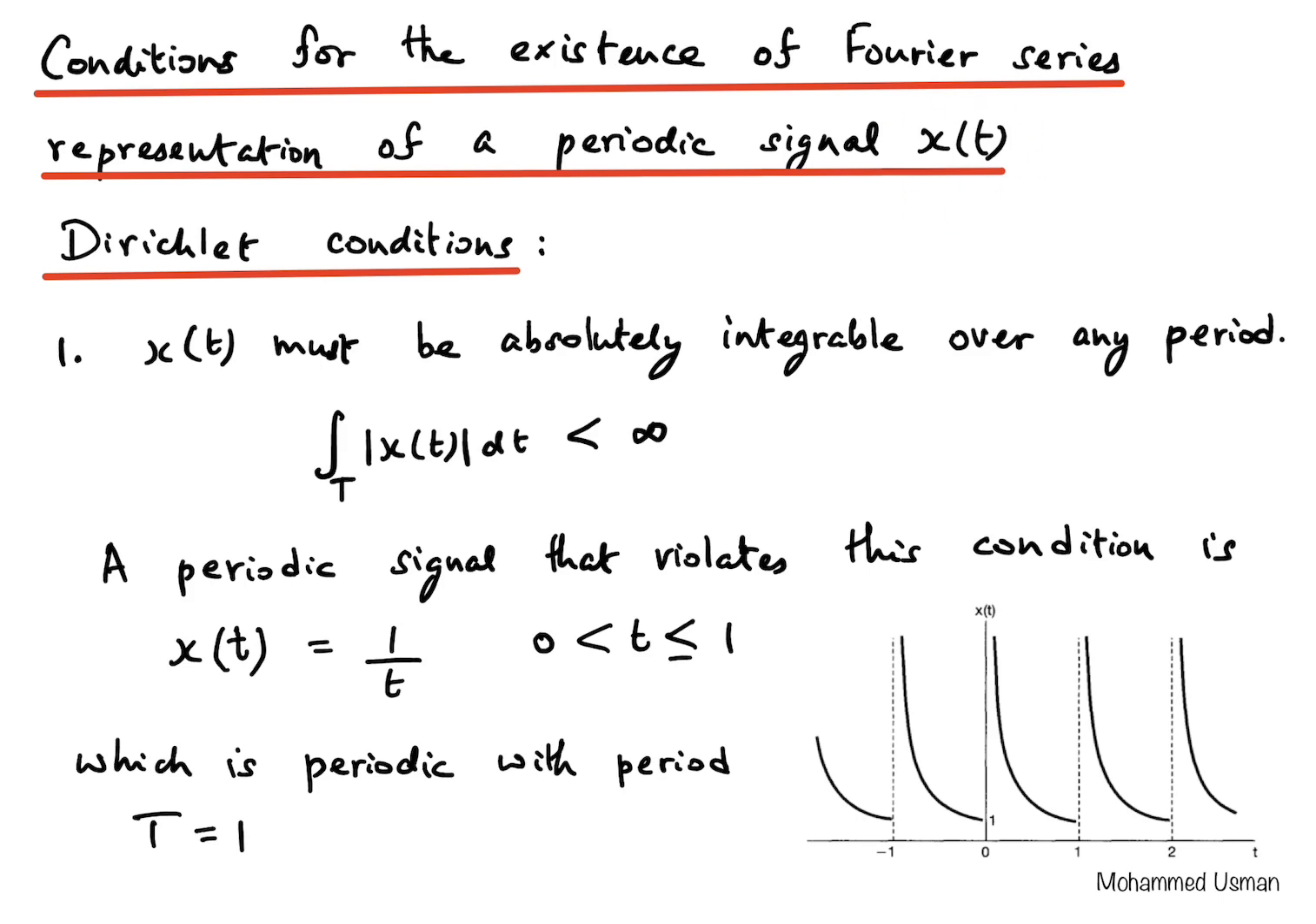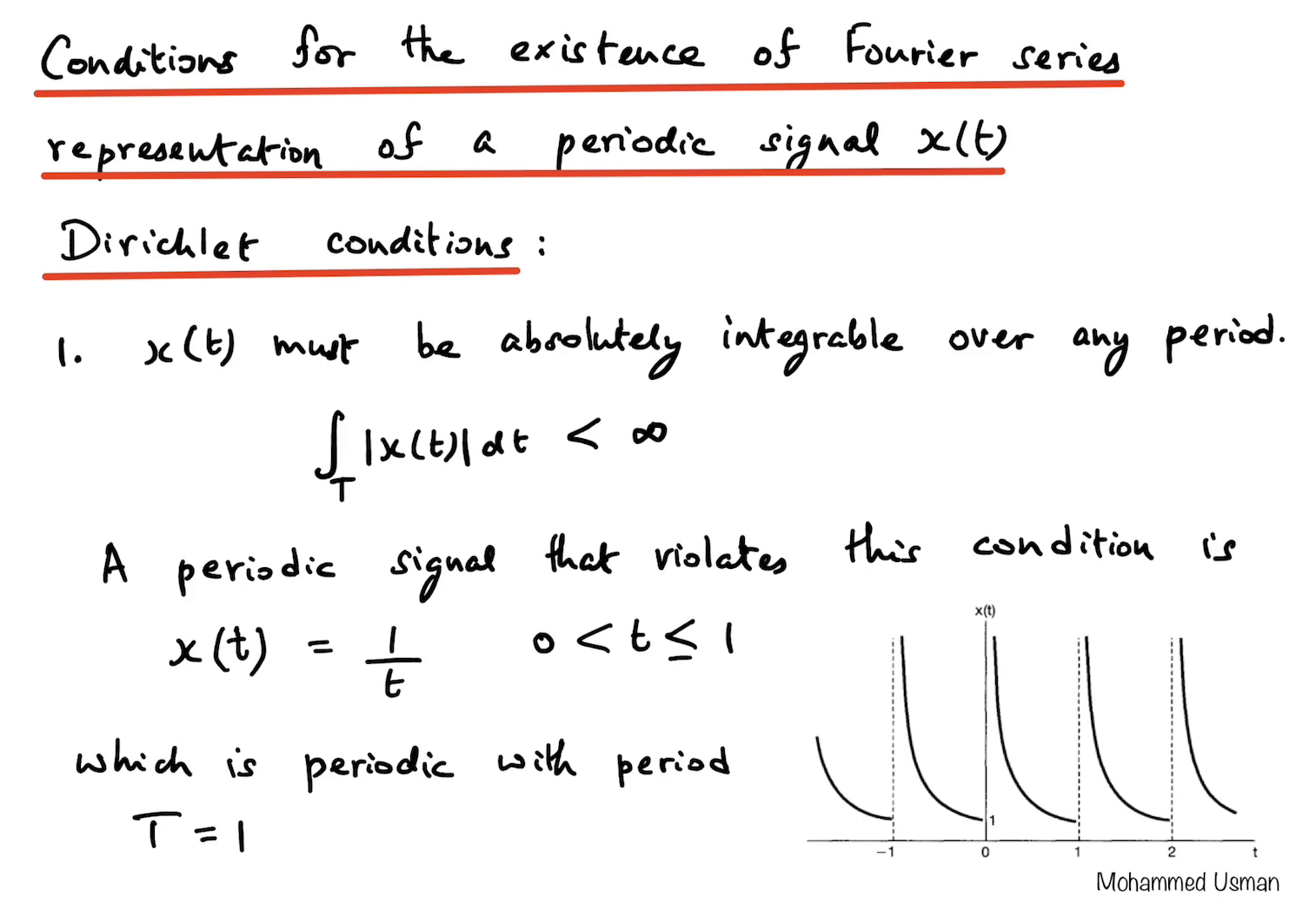The first Dirichlet condition is that the signal x of t must be absolutely integrable over any period of the signal. That means if we integrate the absolute value of x of t over any period, the result should be a finite number. This is one of the conditions that must be satisfied for a signal x of t to have a Fourier series representation.